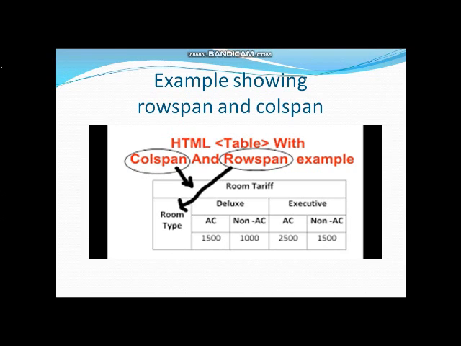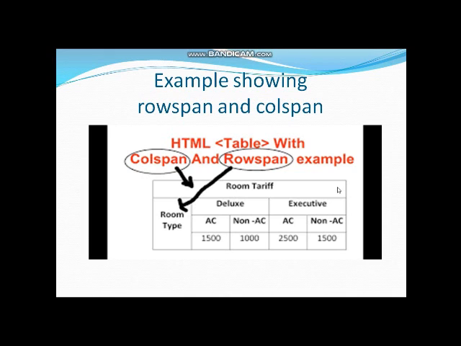So this table is having how many rows? 1, 2, 3, 4 rows. And how many columns? 1, 2, 3, 4 and 5 columns. Okay. Now if I am going to merge these 5 columns, in Room Tariff what we have done, we have merged the 5 columns.